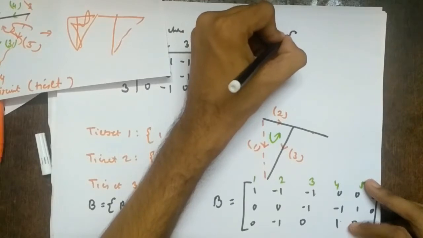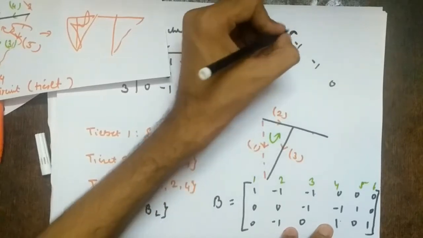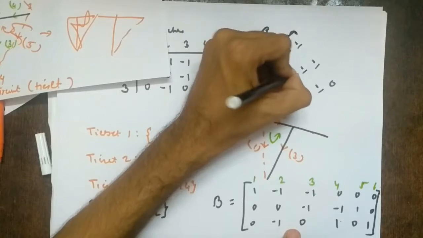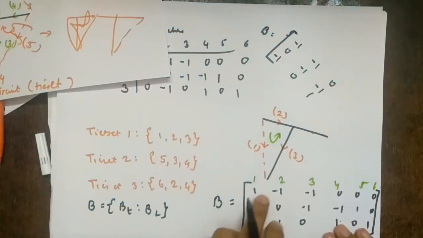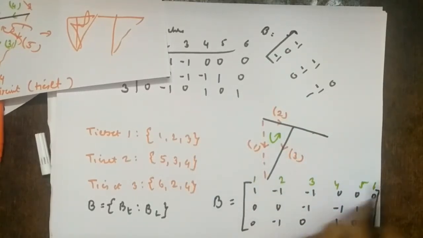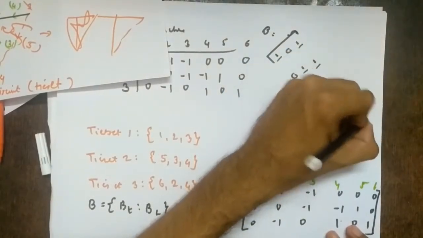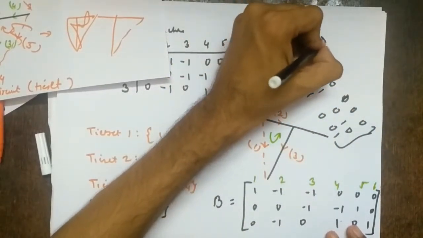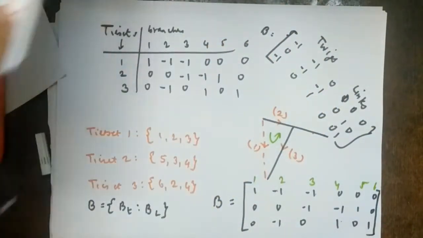So I can write it here. B equals, what is it? -1, -1, 0. 0, -1, -1. -1, 0, 1. Right? And then 2, 3, 4 are done. Then we have 1, 5, 6: 1, 0, 0, 0, 1, 0, 0, 0, 1. So it will always be a unit matrix. If you are not getting this in the exam, it means you have done something wrong. So these are twigs, and these are links. This is the standard format to write the B matrix.